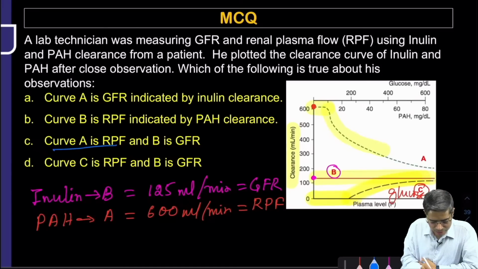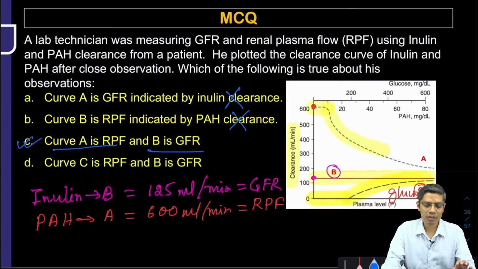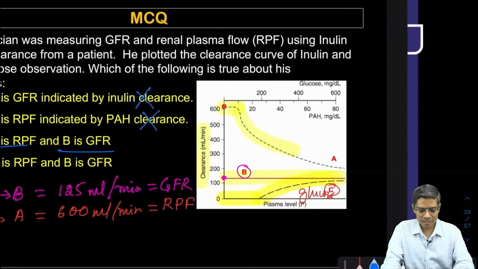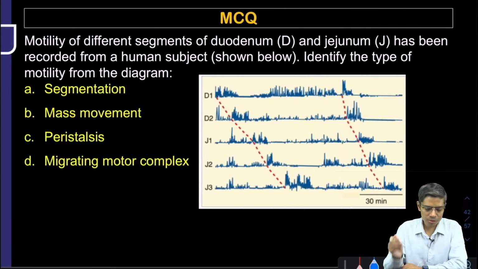So, curve A is renal plasma flow, curve B is GFR. So, this is absolutely true. Curve C is no, curve B is RPF, no, no, no. So, this is not my answer. So, answer is C. I hope this is clear, okay. This is an easy question, multiple times the question has been asked, okay. So, you can go through this question.